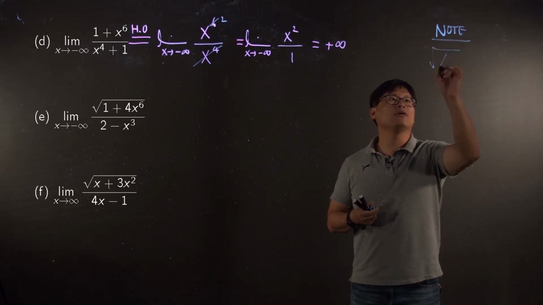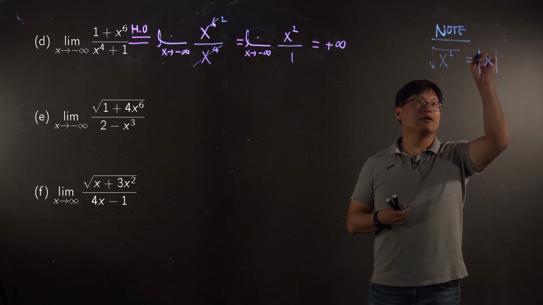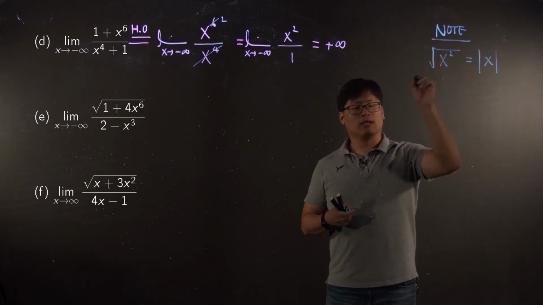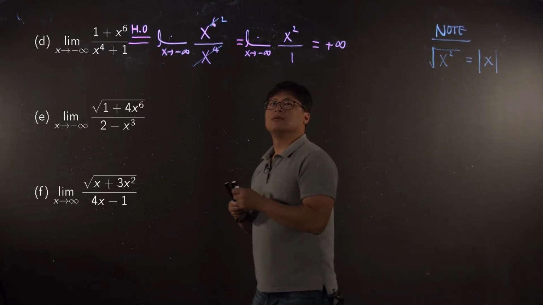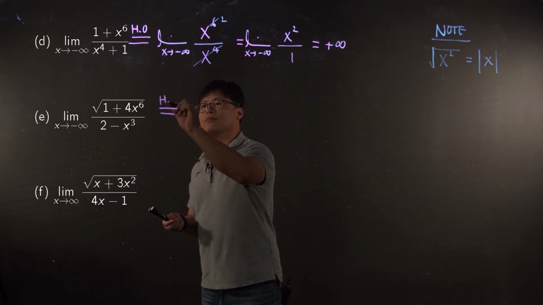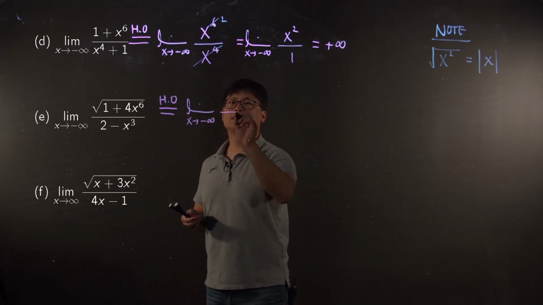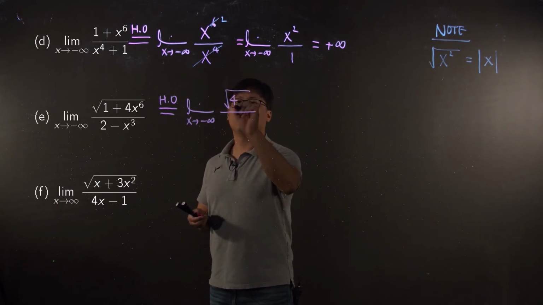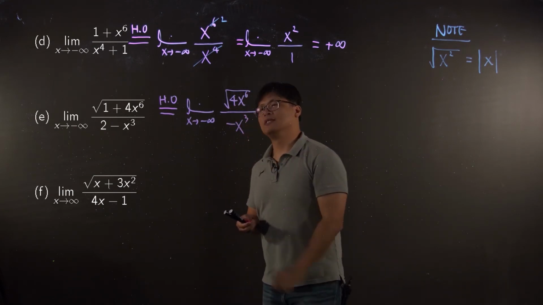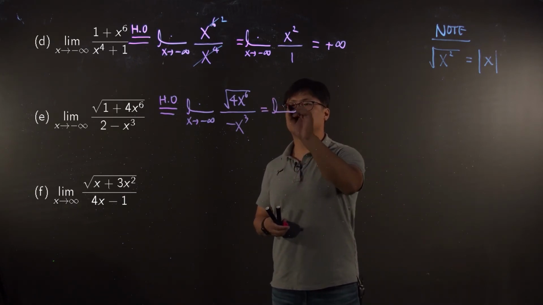Square root of x squared is not x, but absolute value of x, okay? Don't forget this one. That is an extremely important thing, okay? Here we go. So by higher order, x goes to minus infinity. Numerator is 4x to the 6 and minus x cubed. Is that okay? Then let me take care of the numerator.